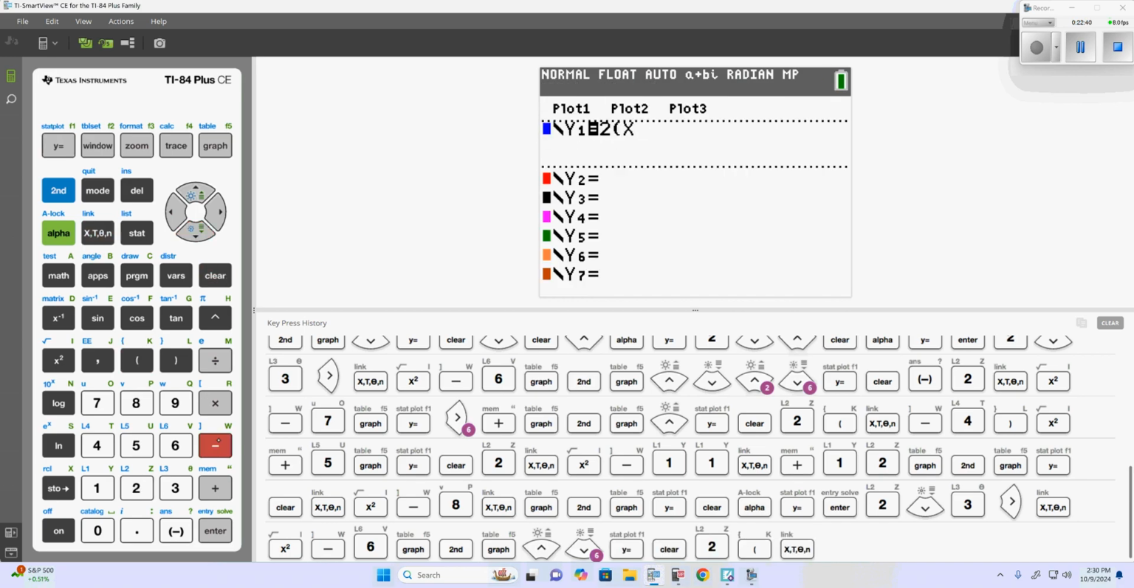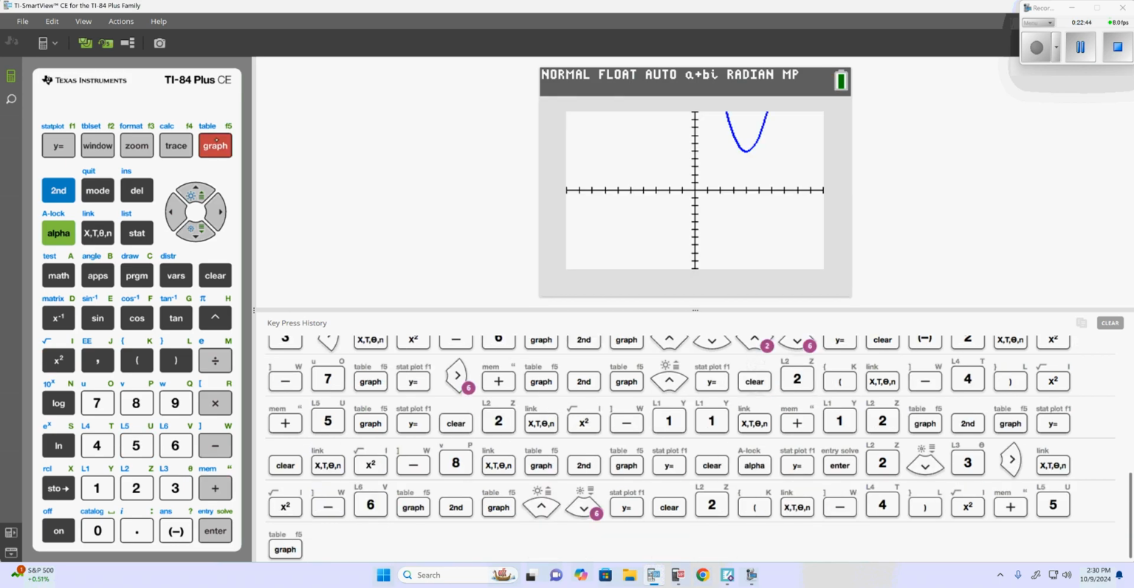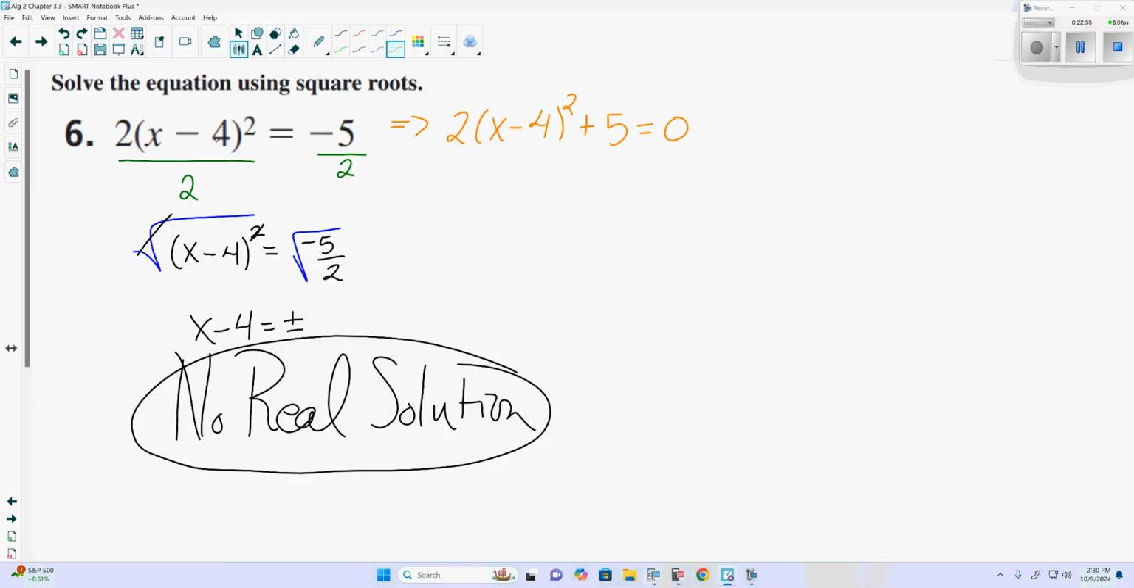All right, guys, focus in. Graph. So this here is the graph of that equation. Where does it cross the x-axis? So there is no real solution. We'll come back to those after fall break. Questions on this here? Are you ready for the next one?